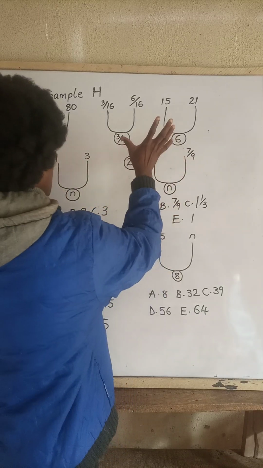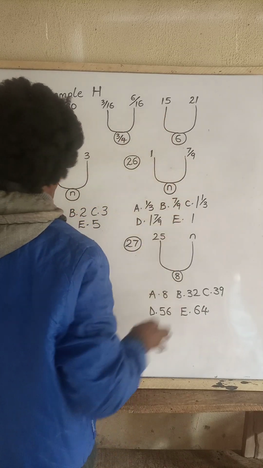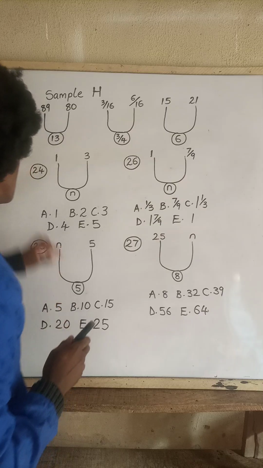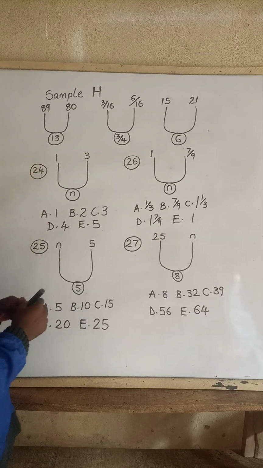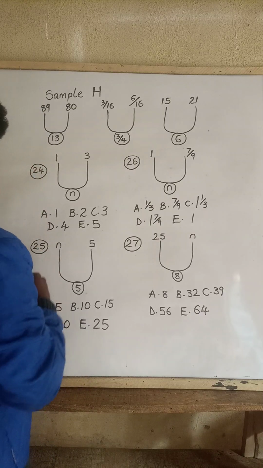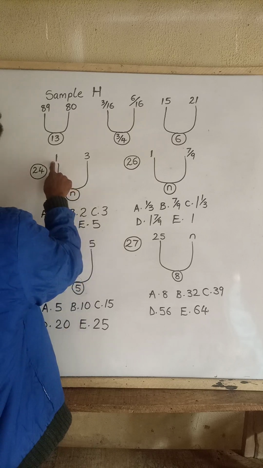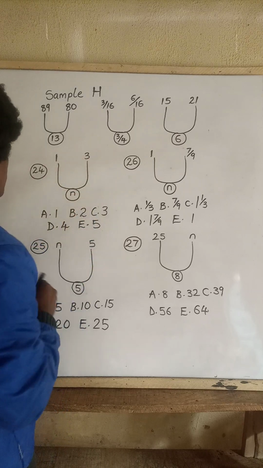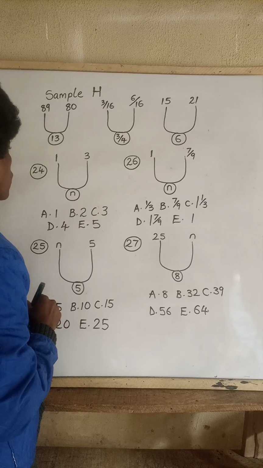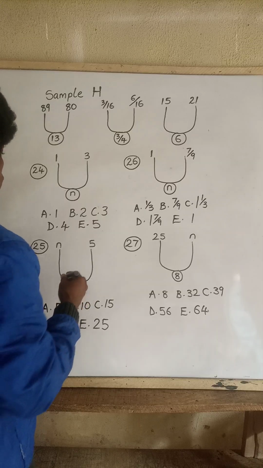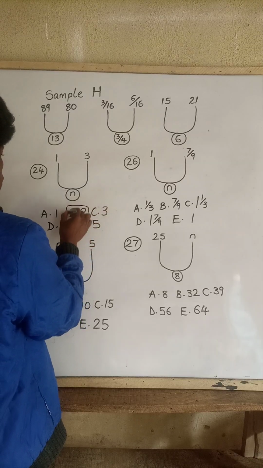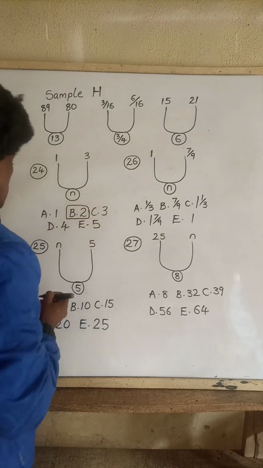So let's follow that concept to solve question number 24 to 27. In question number 24, what we are going to do here is this. We will do 1 plus 3, and 1 plus 3 will give us 4. Square root of 4 is what? 2.